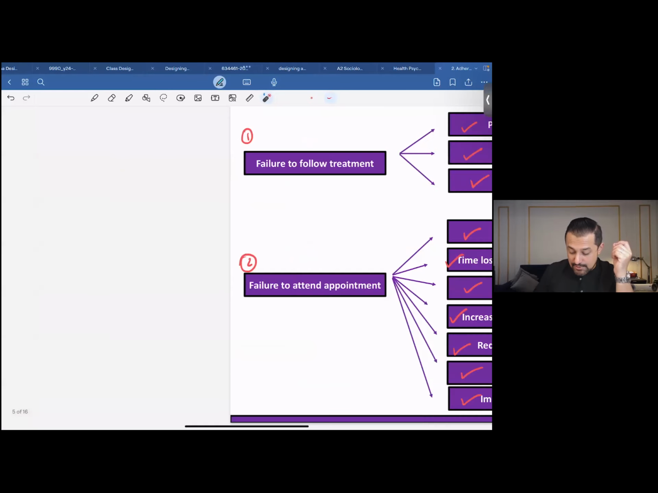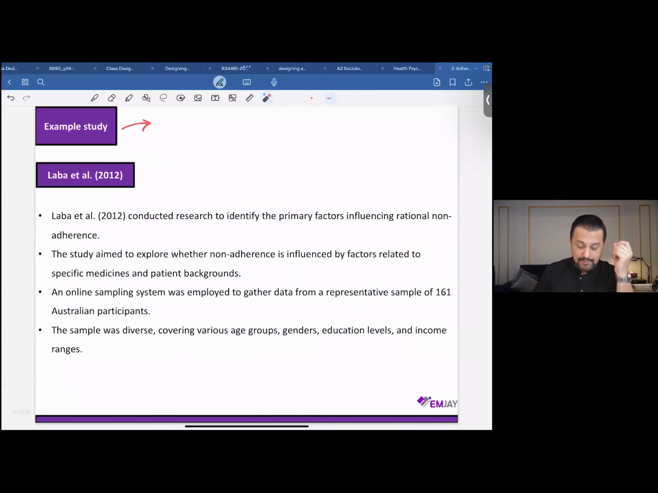So this example study by Laba et al. Let's begin. This example study by Laba et al. was to investigate rational non-adherence. Rational non-adherence.